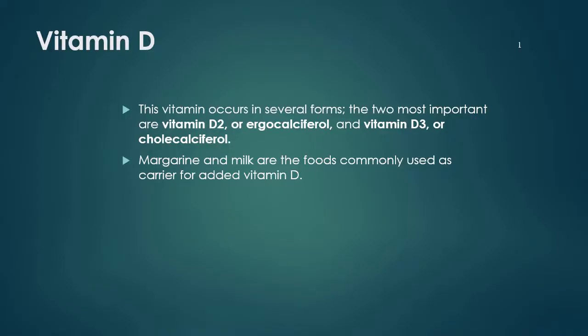In this video, I'm going to explain vitamin D. Vitamin D is one of the fat-soluble vitamins and it can occur in several forms, and the two most important are vitamin D2 or ergocalciferol and vitamin D3 or cholecalciferol. Margarine and milk are the foods commonly used as carriers for added vitamin D.